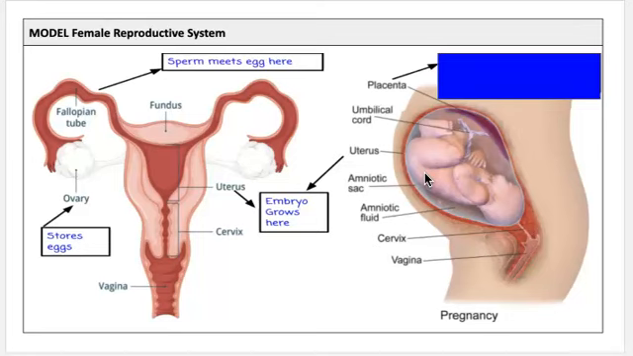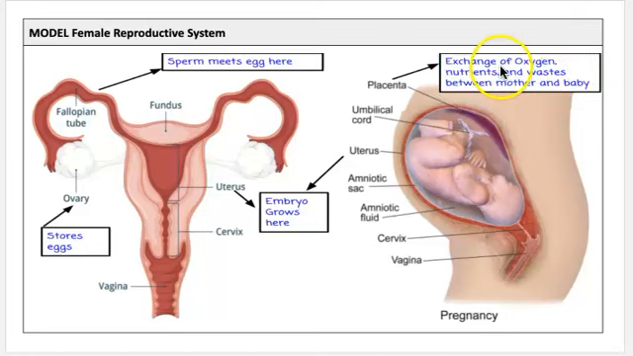During pregnancy, the placenta helps with exchanging oxygen, nutrients, and waste between the mother and baby. And this is connected through the umbilical cord.